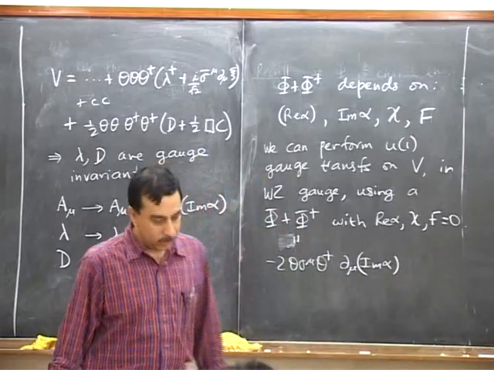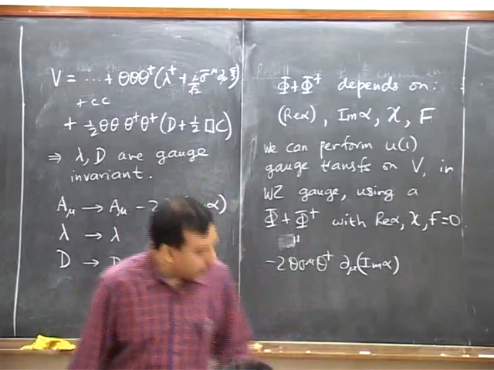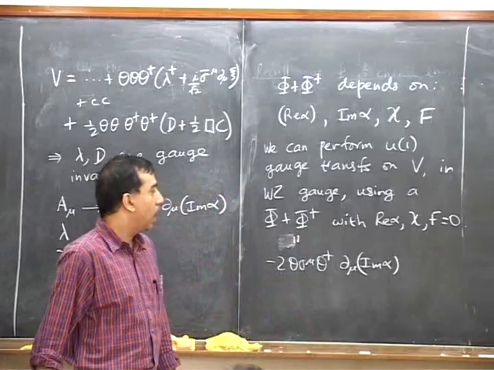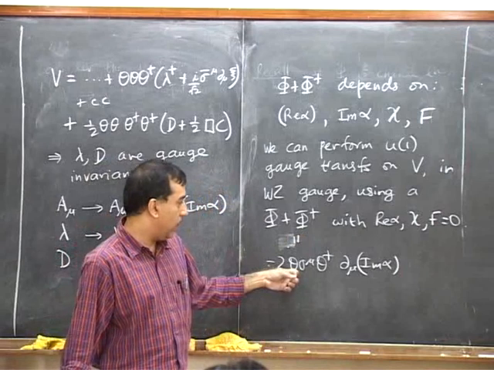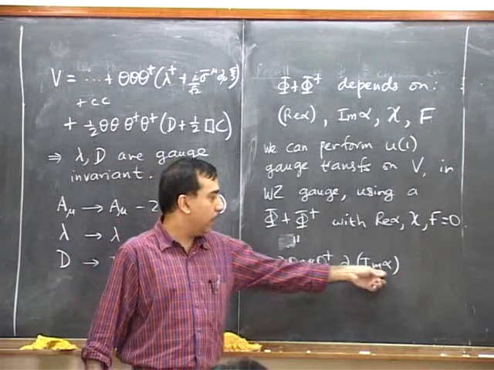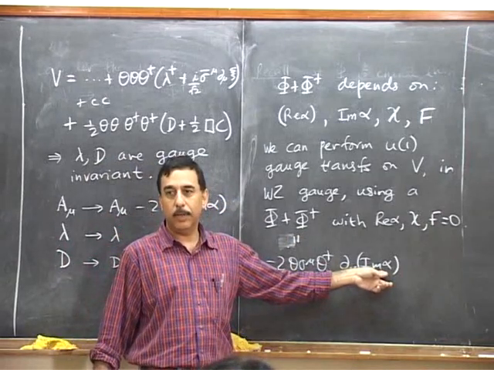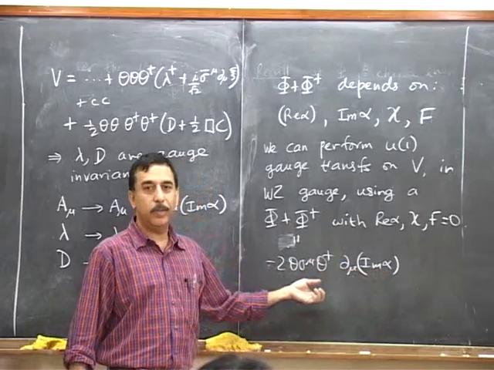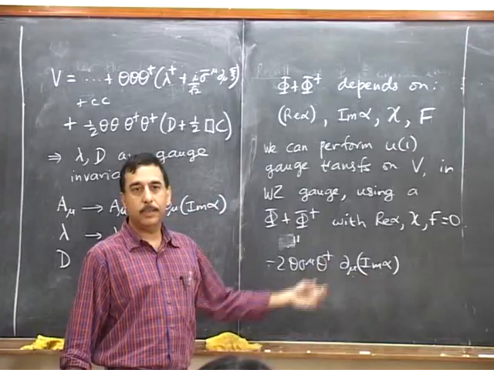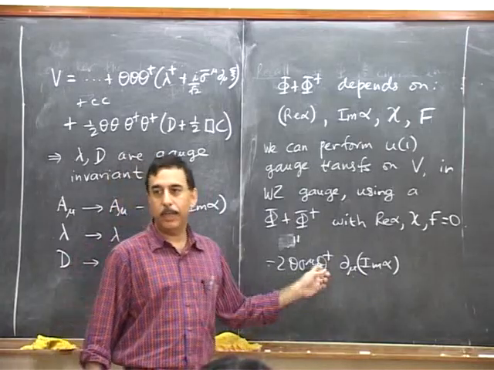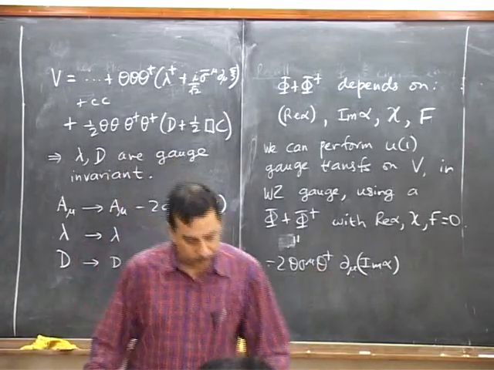This is the choice of phi plus phi dagger, which means I just choose phi to be minus with the coefficient 1 theta sigma mu theta dagger del mu of something, some real parameter. Then phi dagger will be the same. Then I add them and I get twice that, and that's the transfer. That's the parameter which makes gauge transformations.